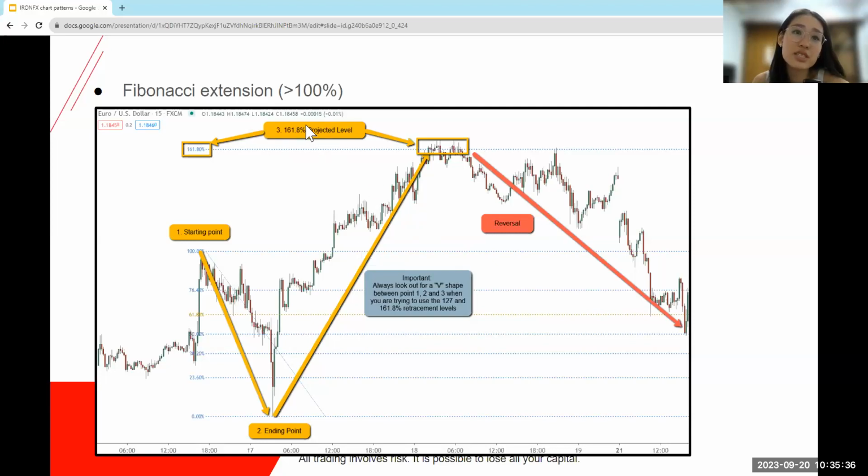So the projected level is either the 127 or 161.8. In this case, price has already broken out of the 127, so we are expecting price to hit towards our projected level of 161.8. And you can see that's exactly what happened here, and a reversal occurred, reversed off of this level and headed back downwards. So it's another indication of a reversal. Once again, you use this in combination with your chart patterns, like the top three chart patterns I went through previously, your indicators, and you're good to go.